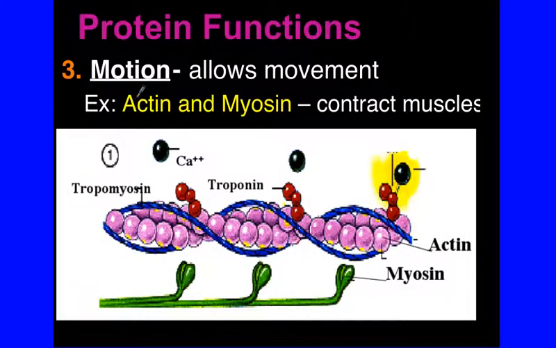Movement or motion is another very important function of protein. You have special proteins called actin and myosin that make up your muscles, and those are the proteins that actually give you the ability to make movements or contract those muscles.